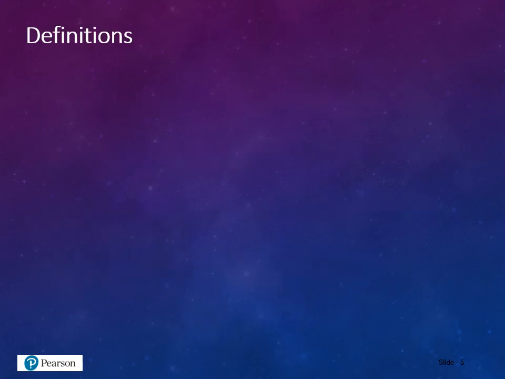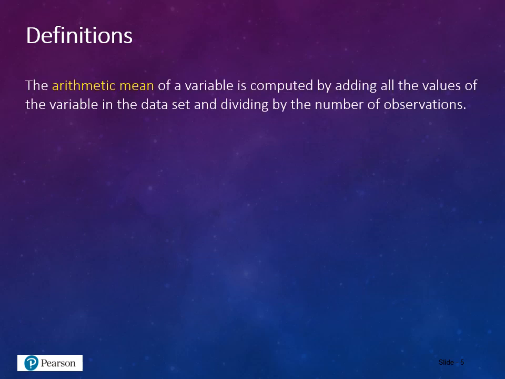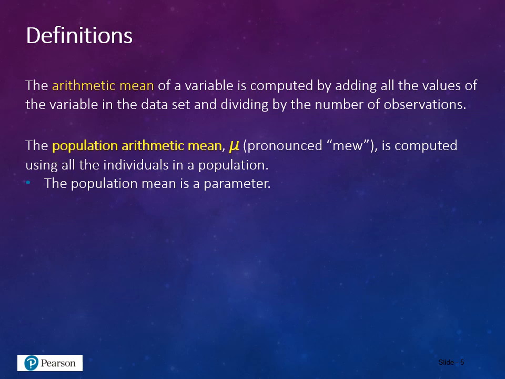Let's look at some definitions. The arithmetic mean of a variable is computed by adding all the values of the variable in the data set and dividing by the number of observations. This is what you know. The arithmetic mean is, if you want to know your test average, add up all your test scores and divide by the number of tests. It's nothing more than that.